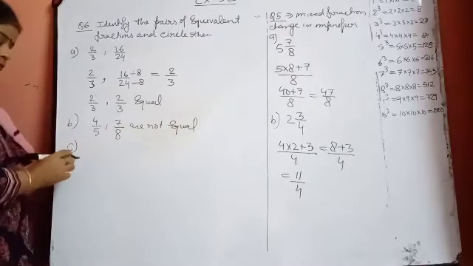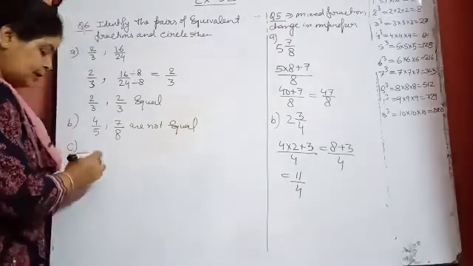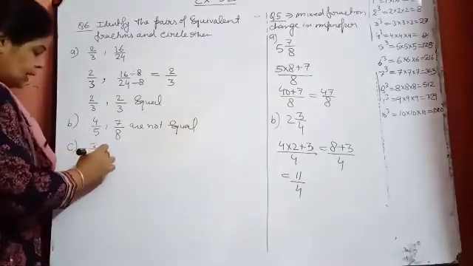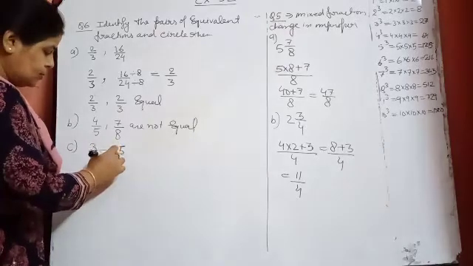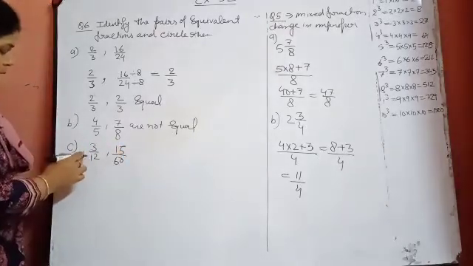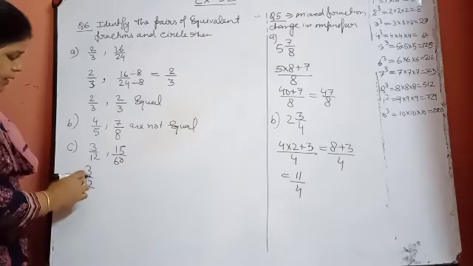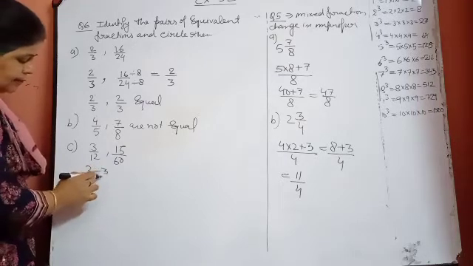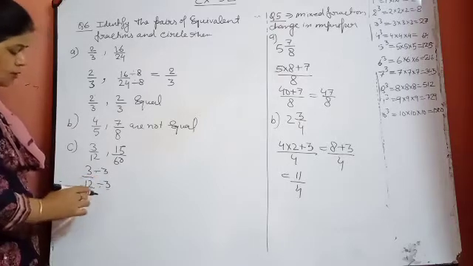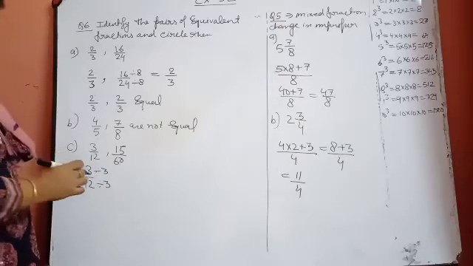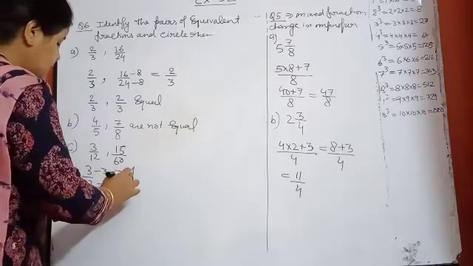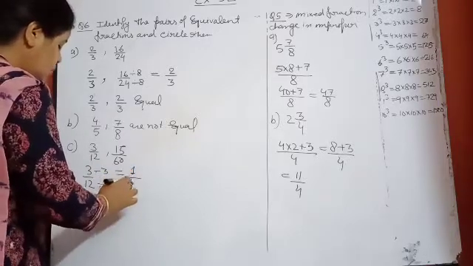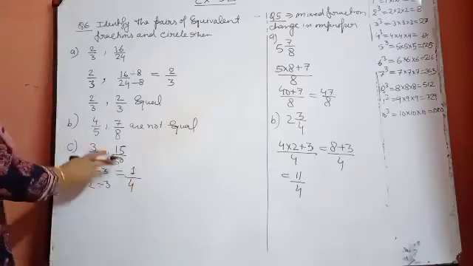C part, see 3 upon 12 and 15 upon 60. First of all, I am taking 3 upon 12. 3 and 12 both are coming in a table of 3 together. So divide by 3 for converting it into the simplest form. 3 ones are 3, 3 fours are 12. Its simplest form is 1 upon 4.